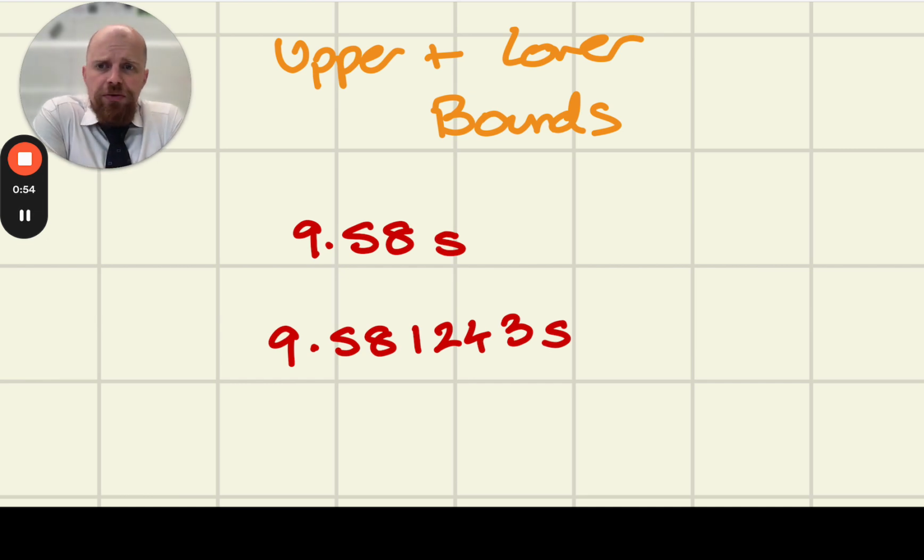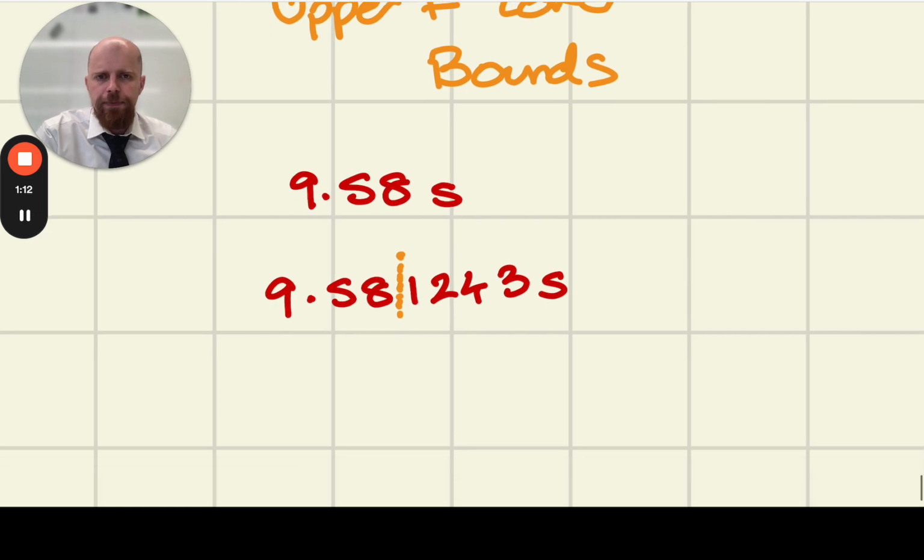What they've done is they've rounded to the nearest hundredths. They've put a line here, they've seen the one, it's rounded down, and it's gone 9.58. What you are expected to do is work out what the fastest and what the slowest time is that he could have run. And that's what we're going to be exploring today.